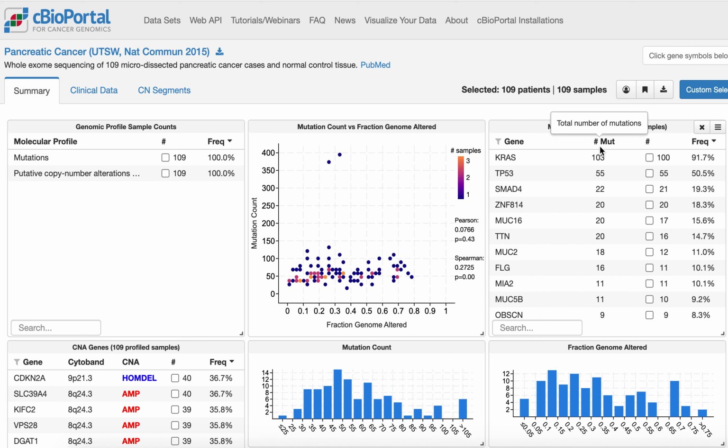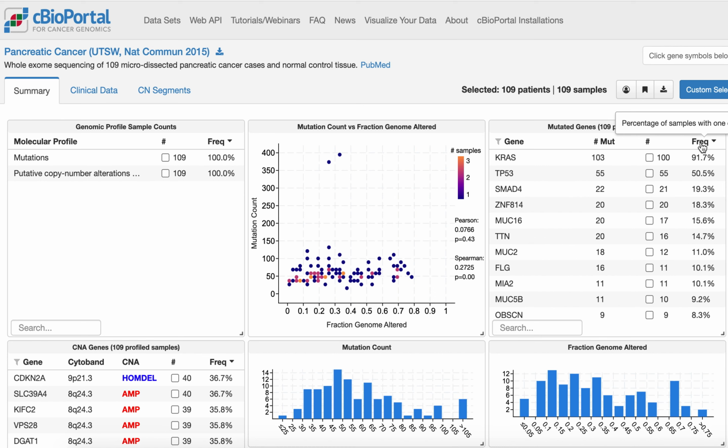The second column is number MUT, or mutation, standing for the number of mutations found in the samples in this study. The next column, titled Number, is the number of samples in which the mutation was identified. In this study, one sample came from one patient, so you can think of this number as the number of patients. And finally, the column on the very right, labeled FREQ, or frequency, is the percentage of samples or patients with a mutation in this gene out of the total number of samples or patients within the study.